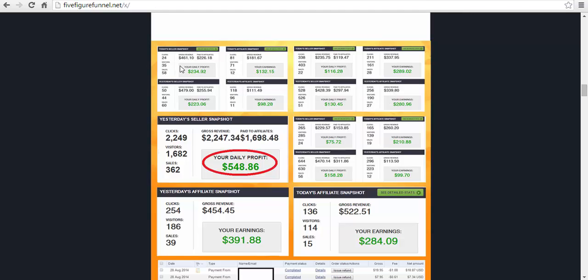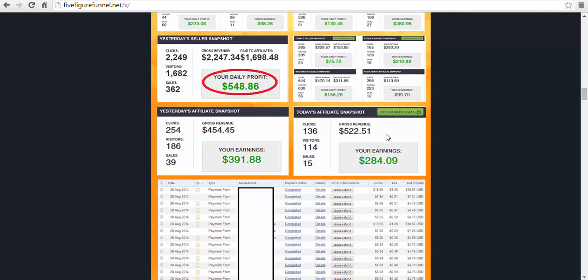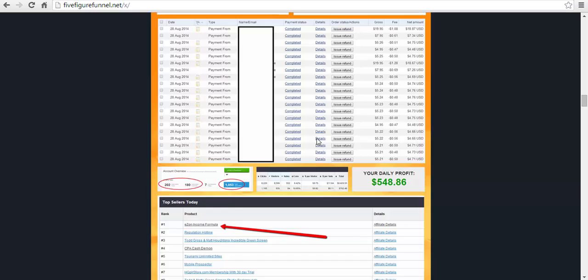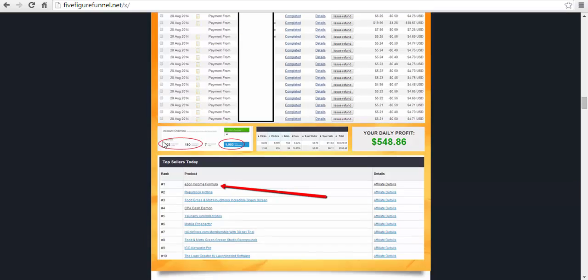So these are some of the screenshots of some of the days' earnings that I've had, just random days. You can see we've got $200 days, $100 days, $289, $210, $75, $99, $548, $391, $284. It's great when you get these results. It really is. It gives you that sense of achievement. We've got some PayPal screenshots, more screenshots with my email list here.